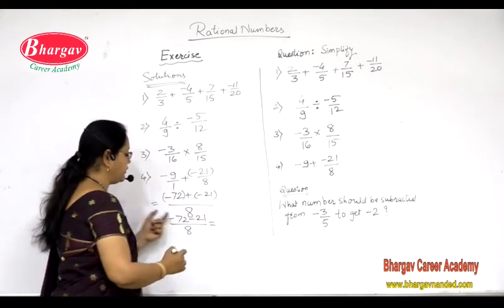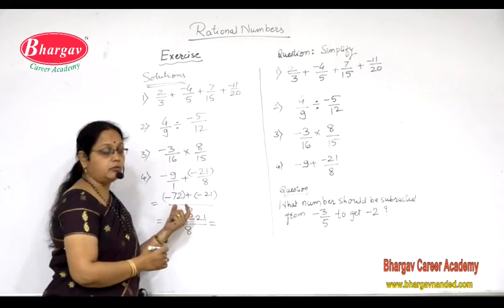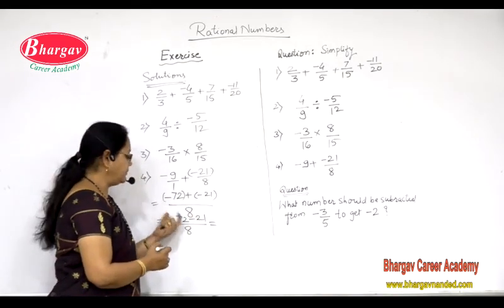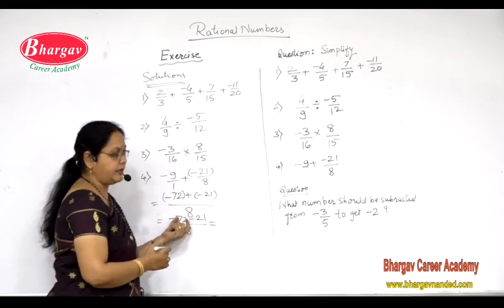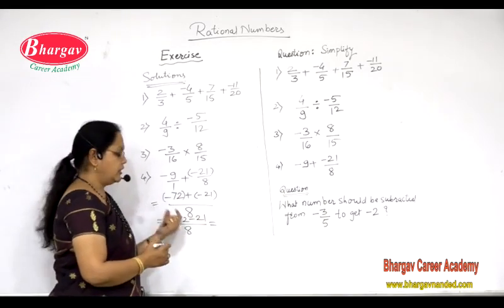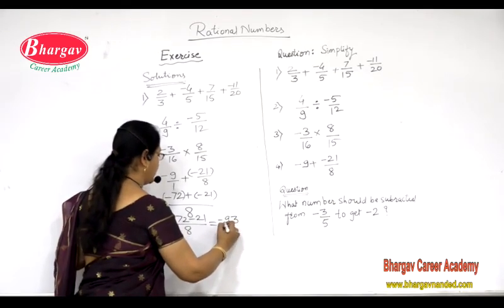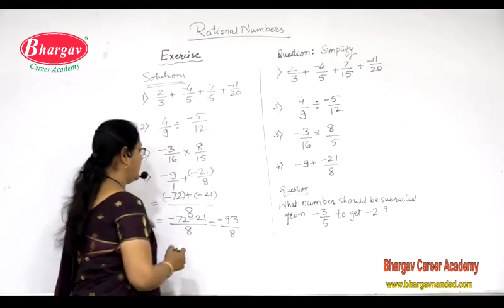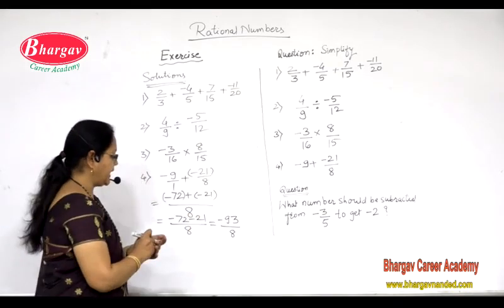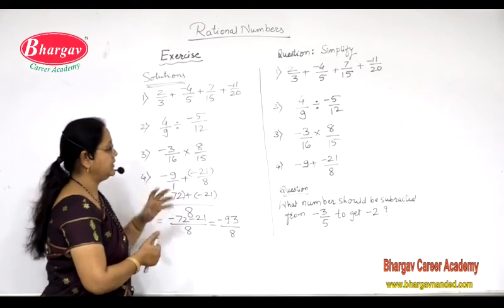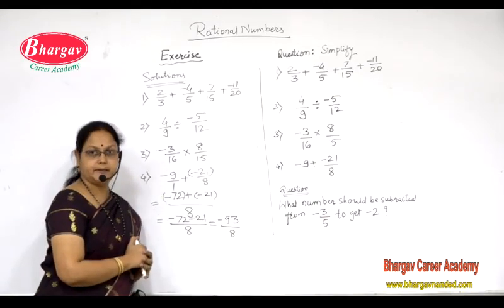What we have to do? We have to add these two numbers, because the rule says whenever we have two numbers of the same sign, we add them up and keep the sign as it is, whether plus plus or minus minus. So we get 2 plus 1 is 3, 7 plus 2 is 9, minus 93 by 8, and we cannot simplify it further. The answer for the fourth example is minus 93 by 8. Okay.